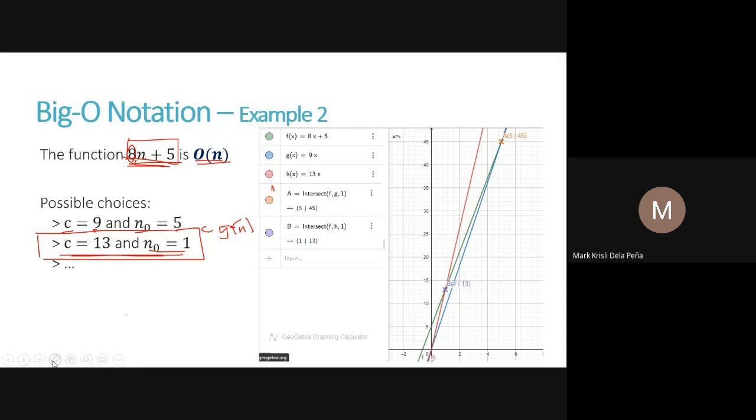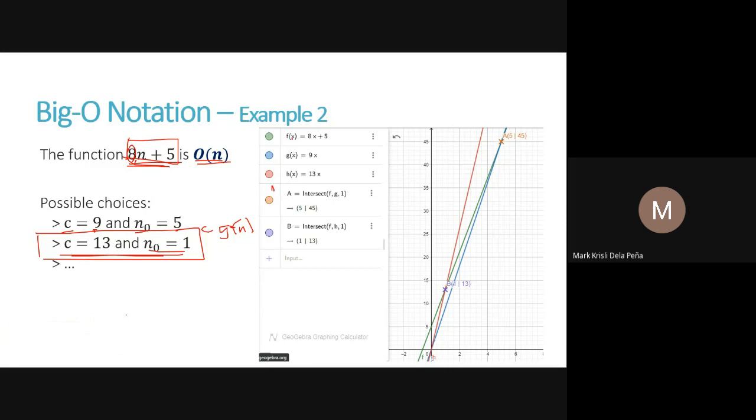Now, GeoGebra is an online graphing calculator, so you can try it out. At geogebra.org, just go to the calculator feature. Okay, this is our original.